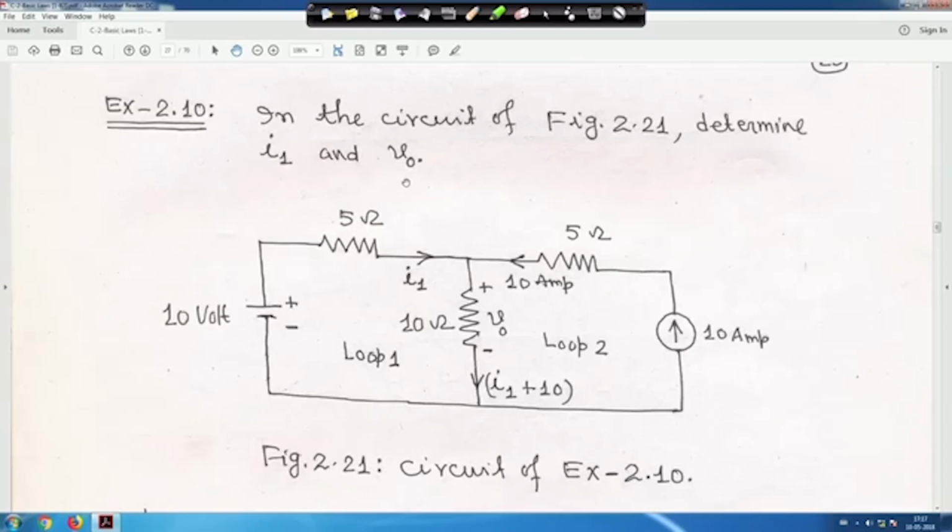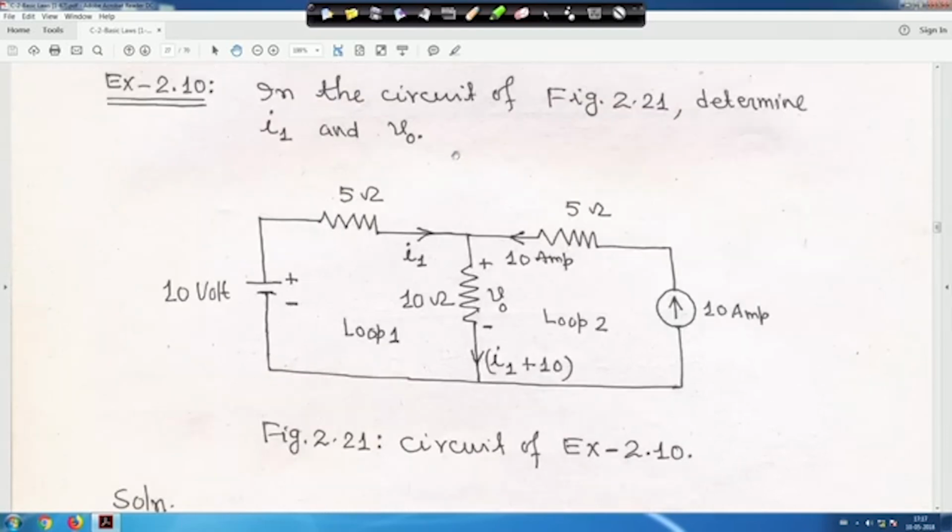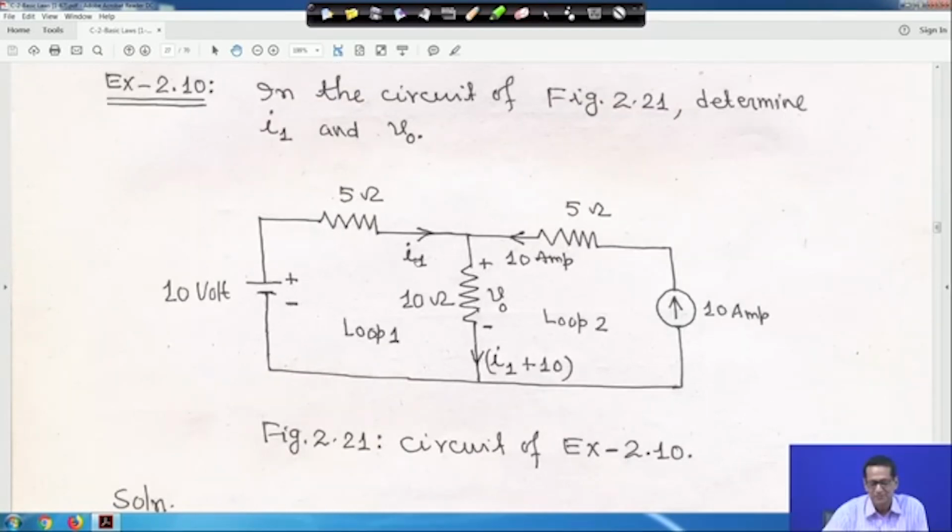So, next one, now this is a series parallel circuit. A circuit is given, right. You have to find out I 1 and V 0. I 1 is this current, and V 0 is this voltage. All the things are given.